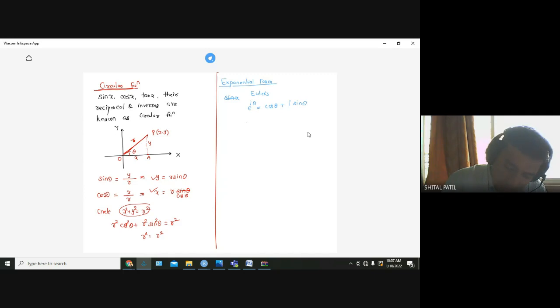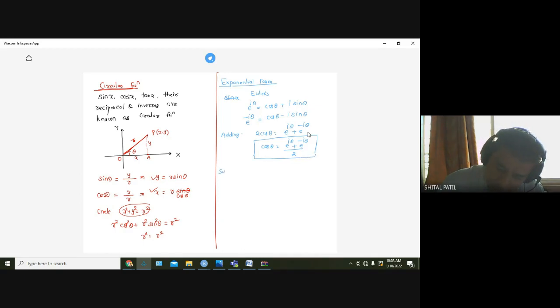And what about e raised to minus i theta? The minus sign will be there in between: cos theta minus i sin theta. So now if we add these two, what will we get? i sin theta minus i sin theta will cancel. 2 cos theta will be equal to e raised to i theta plus e raised to minus i theta. So in other words, cos theta equals e raised to i theta plus e raised to minus i theta, divided by 2. This is the exponential form of cos theta.